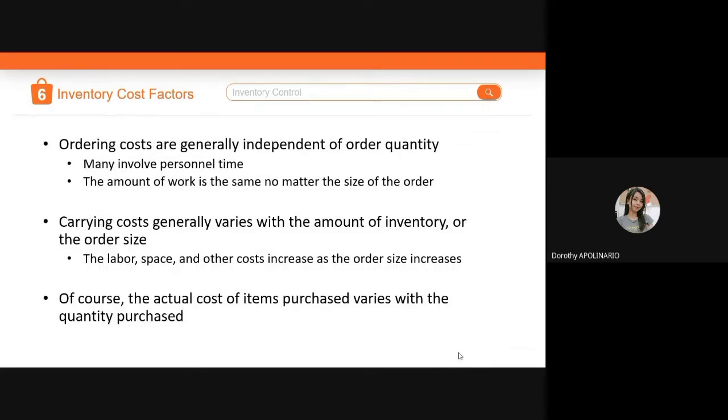So the ordering costs are generally independent of order quantity, and it involves many personnel time. So the amount of work is the same no matter the size of the order. While carrying cost generally varies with the amount of inventory or the order size. So as the order size increases, the labor, space, and other costs also increase. And lastly, the actual cost of items purchased varies with the quantity purchased.